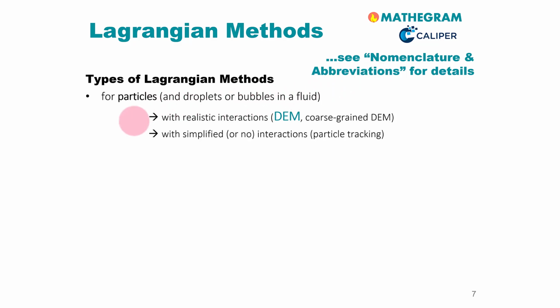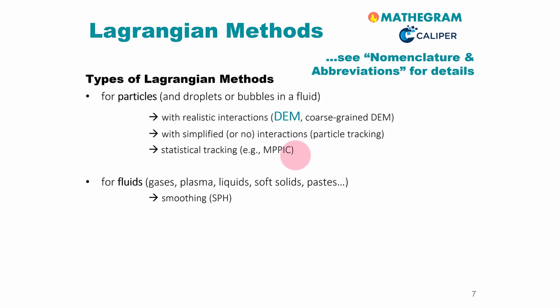The second big subtype of Lagrangian methods for particles is the method where we track no interaction between the particles or only very simplified interactions. These methods are typically called particle tracking methods. The third type are so-called statistical tracking methods, of which the multi-phase particle in cell method is a prime example.